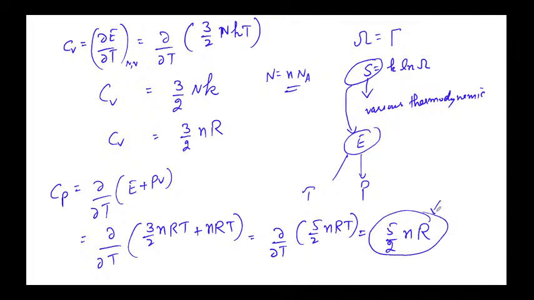So this is the value of Cp and this is the value of Cv, and from that you can find out the ratio of these two specific heats that we generally represent with gamma. So Cp over Cv is 5/2 nR over 3/2 nR, which is equal to 5/3. So from that you can check whether the gas in our system is a monatomic gas or a diatomic gas or a polyatomic gas. So here I want to mention some important points.